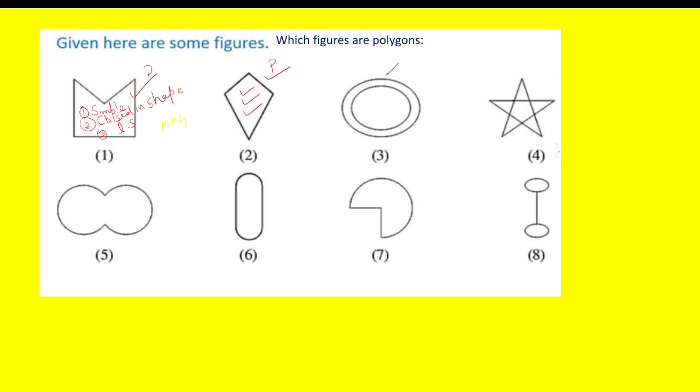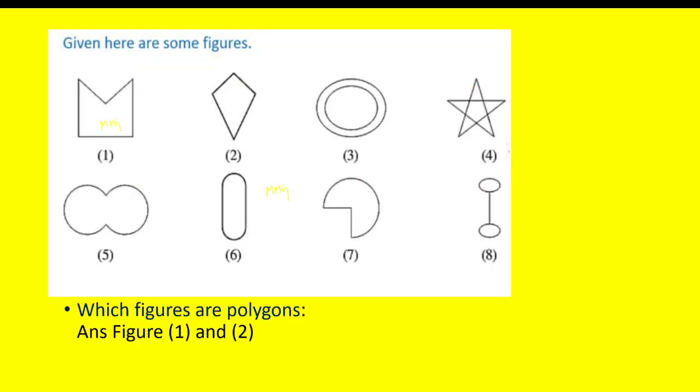Now this is an oval shape, it is not a polygon. I have already explained that this star is also not a polygon because this line segment is touching 4 other line segments. This is not a polygon. This is again not a polygon. Curved surface, here again a curved shape, here again a curved shape, not a polygon, and this one is also not a polygon. Moving to the next page. So here your answer is figure 1 and figure 2 are the polygons.